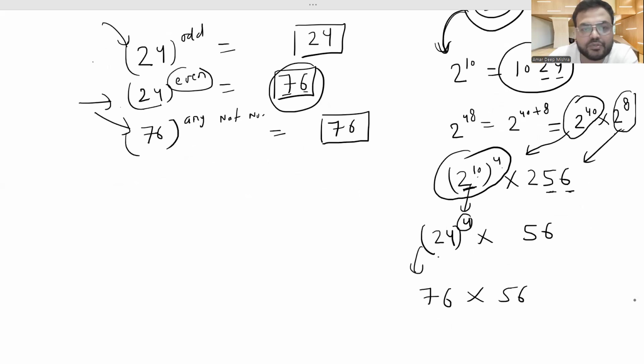Now, if you multiply these two, 76 and 56, 6 times 6 is 36. You take 6 here and put 3 as a carry. Then multiply these two in the form of cross multiplication.